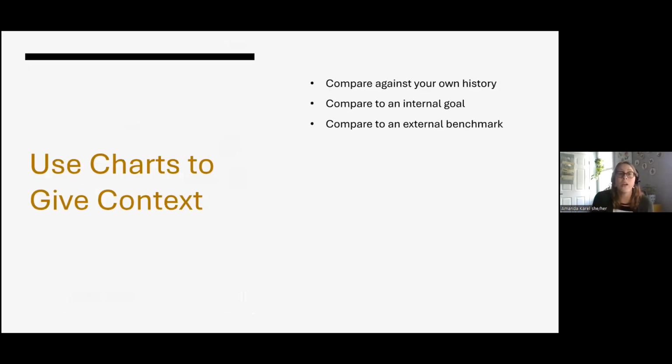So that's where you can start to transform the message through graphics by giving context through charts. You want to give people the context so they can start making their own meaning and see the meaning of the message you are trying to convey. This can be done by making comparisons against your own history, an internal goal, or an external benchmark. Those are three great sources for an initial comparison.